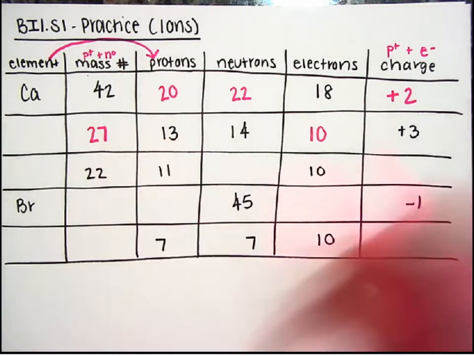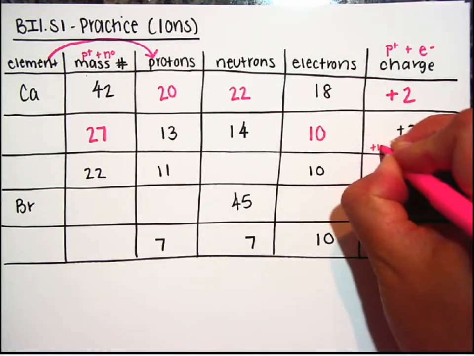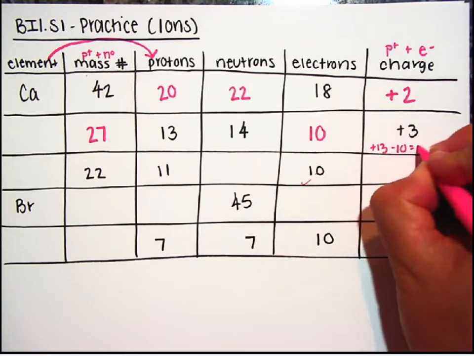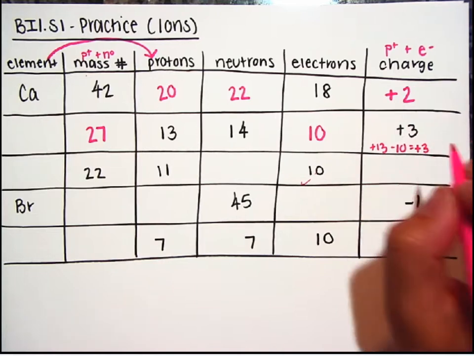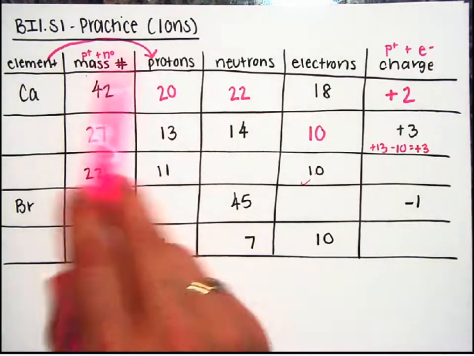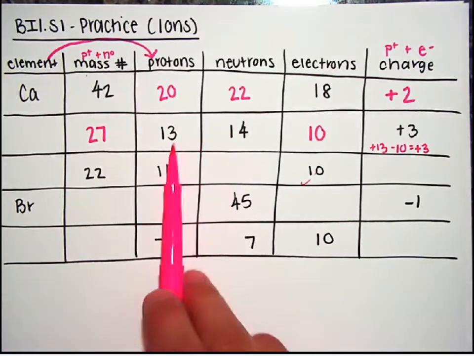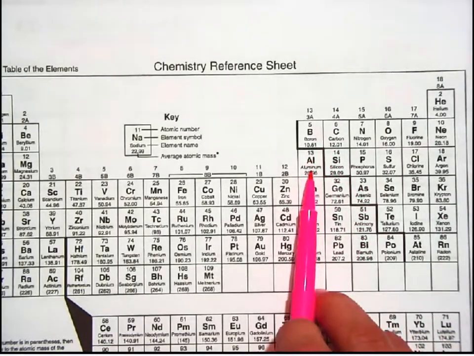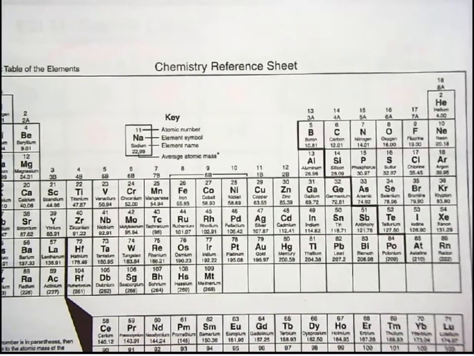13 positives, 10 negatives gets me to that charge of plus 3. Lastly, remember that protons determine the element. I have 13 protons, so I can look up atomic number 13 on my periodic table. This element would be aluminum.